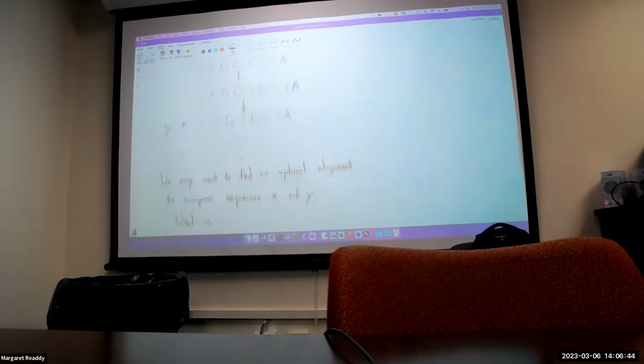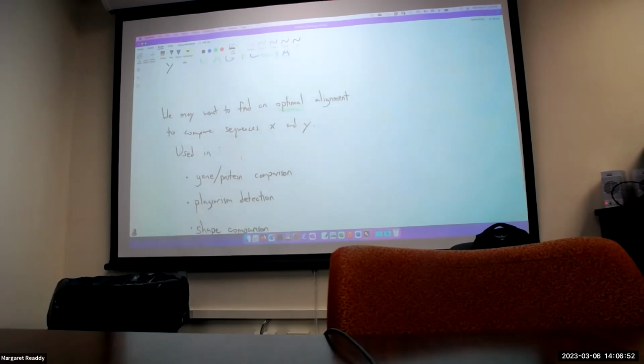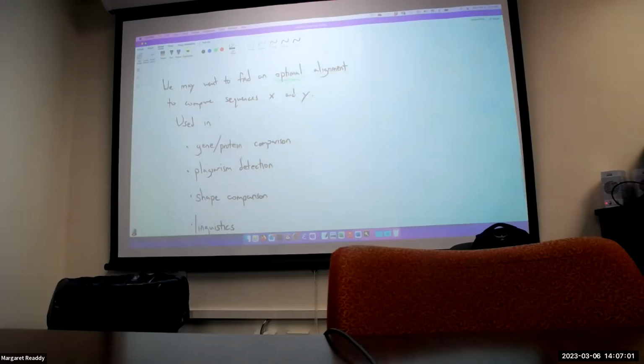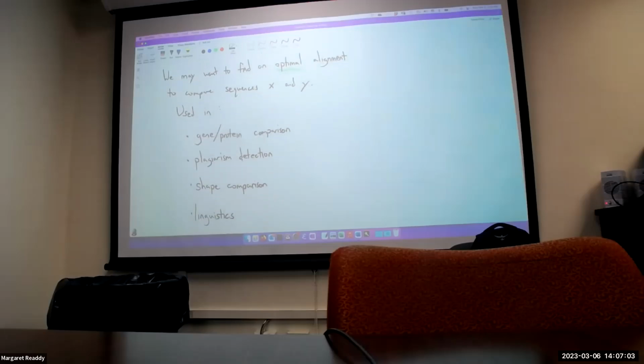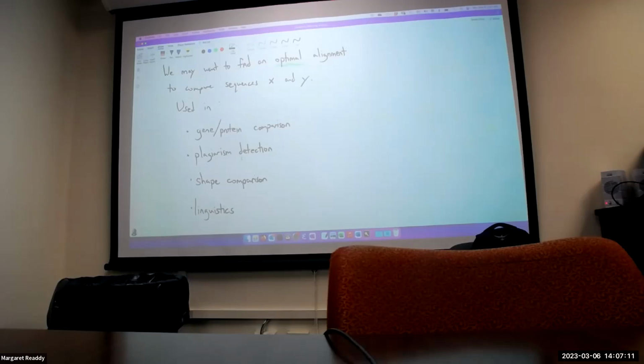All right. So you might imagine situations where you want to do this, like find alignments between words. Generally speaking, in the literature on this stuff, usually you care about finding an optimal alignment. You want to find what is the best way I can line up these two words together. Which is completely different from the questions that we're going to be asking today in this lecture. But for example, gene and protein comparison is where this originally showed up. So that's why I picked that example.